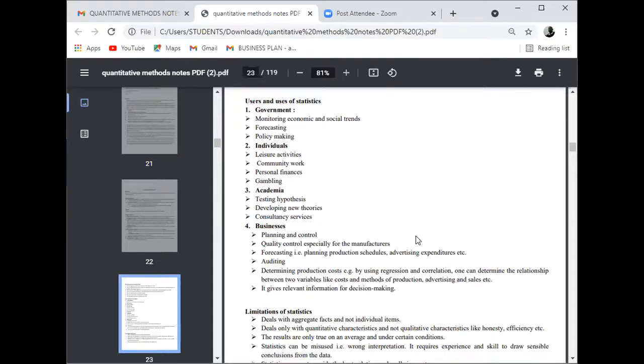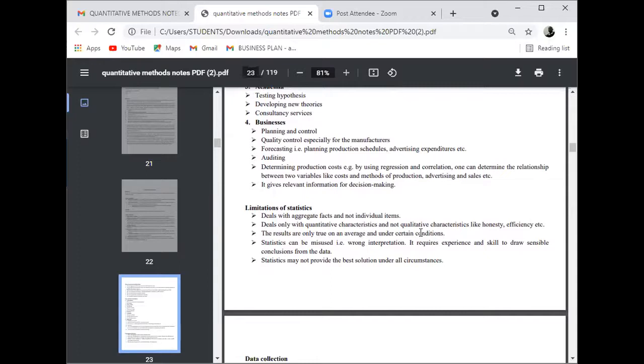Anything that has advantages has disadvantages. The disadvantage of statistics is that it deals with aggregate facts and not individual items. You can do exams as a class, and then I go and record that the mean score of the class was 65%. But you as an individual got maybe 85%. So when I record that the mean score was 65%, which is statistics, your interest is not being considered. So it is aggregate and it does not consider individual items.